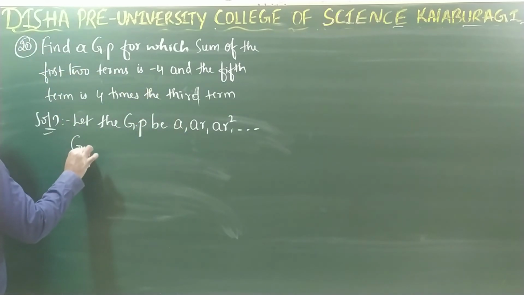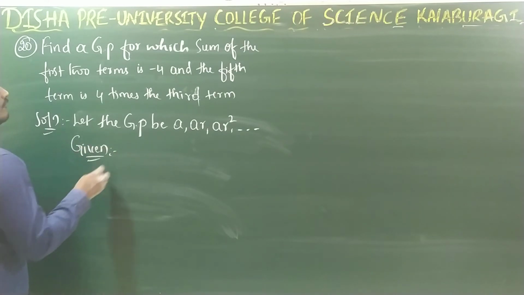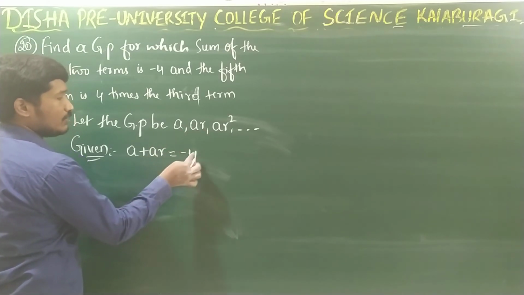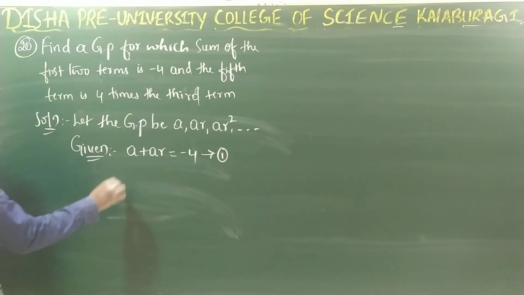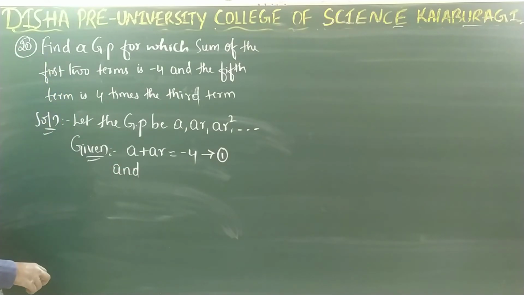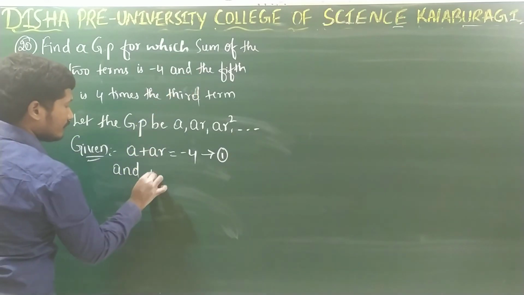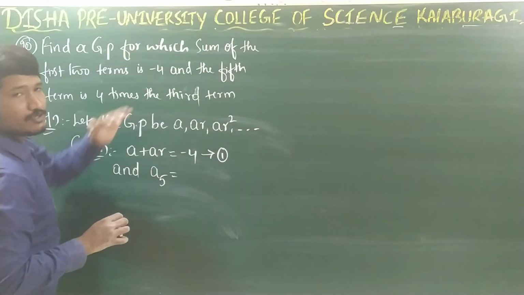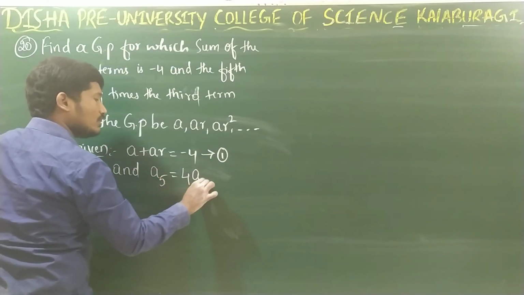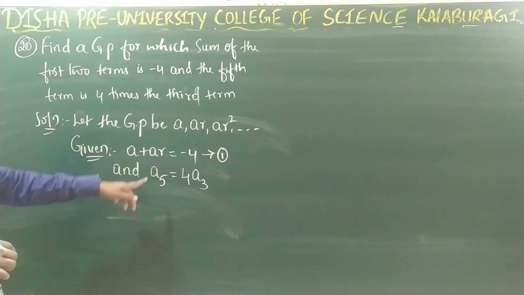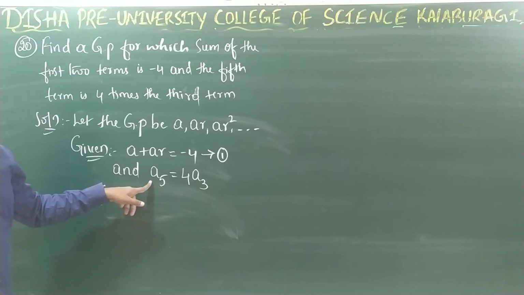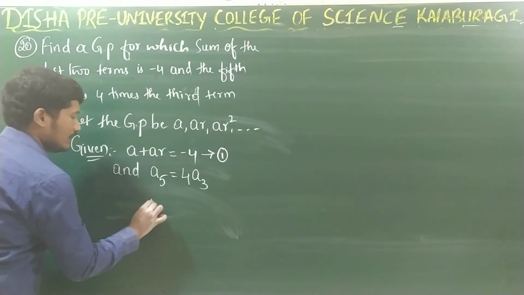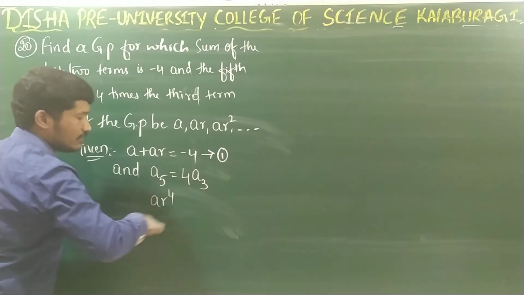So what is given for us? First thing is the sum of first two terms is minus 4. That is, A plus AR is equal to minus 4. Let this be equation 1. And we are also given that the fifth term, in the sense A5, is equal to 4 times the third term. That is, when you multiply 4 to the third term, you will get the fifth term, right? A5 is nothing but what? An is equal to A into R power n minus 1. Here in place of n we have 5. So this will be A into R power 5 minus 1.